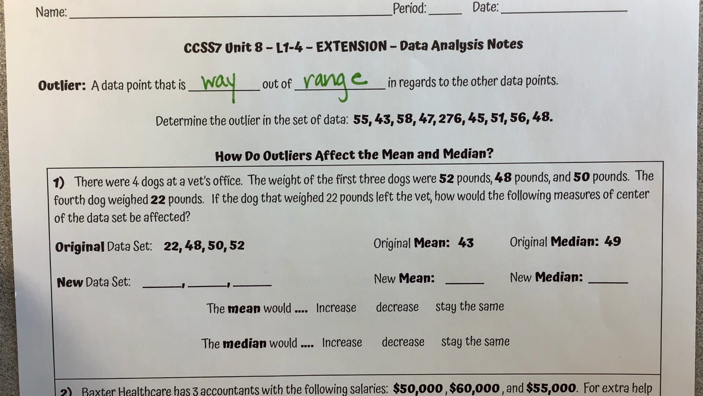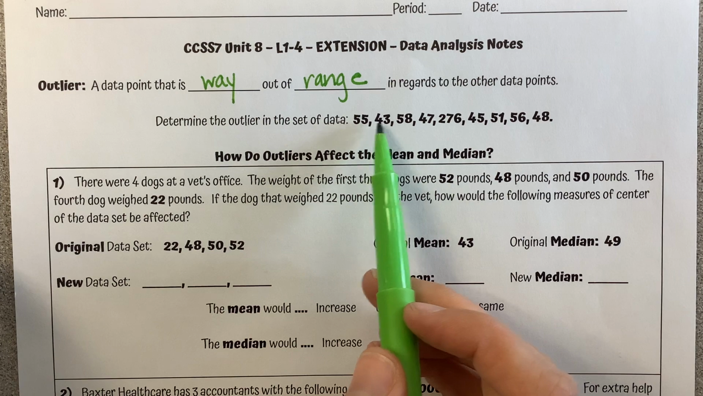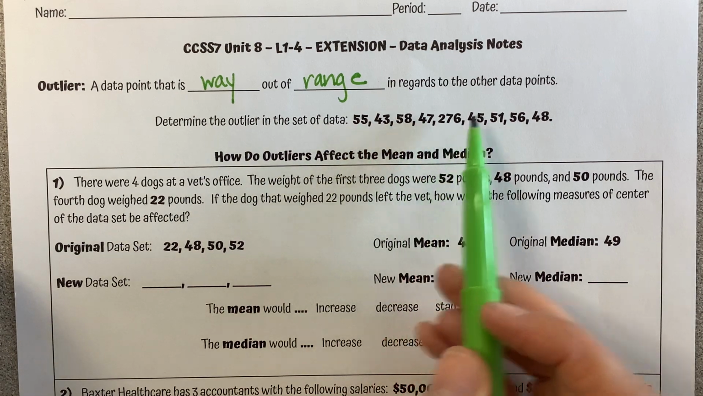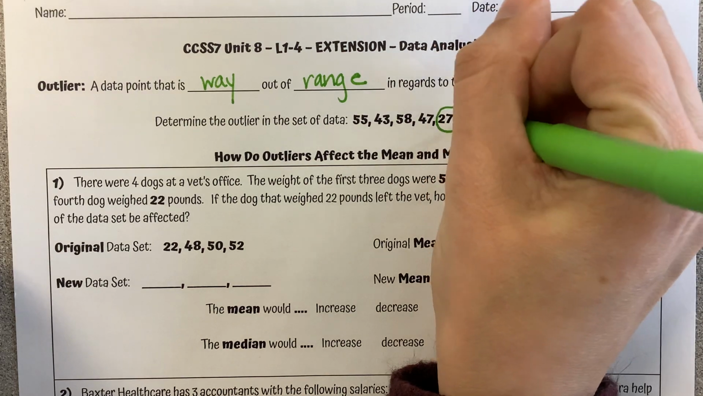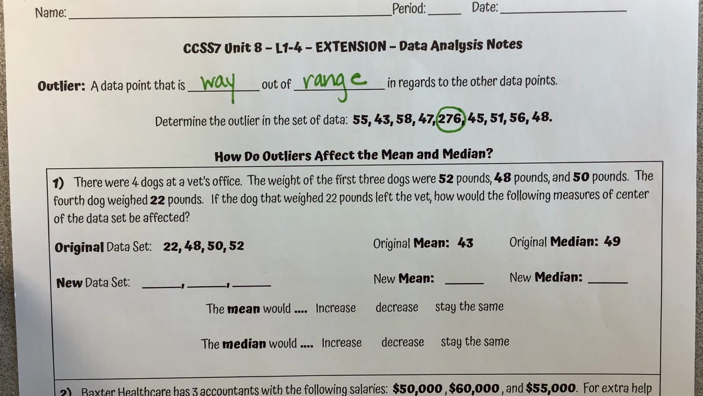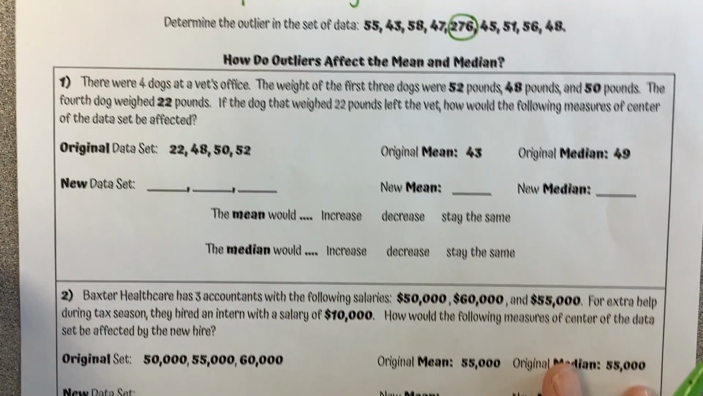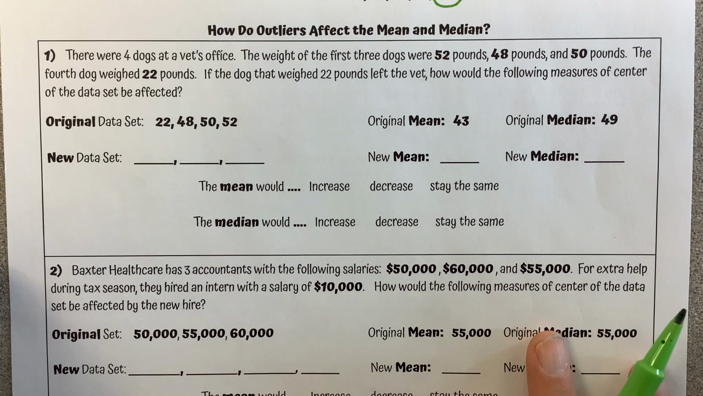So in this example, we have 55, 43, 58, 47, 276, 45, 51, 56, 48. This one is very clearly way higher than the rest. It's not always going to be that much bigger, but that one should be pretty clear that it is. So how do outliers affect the mean and the median? Let's look at this first example.